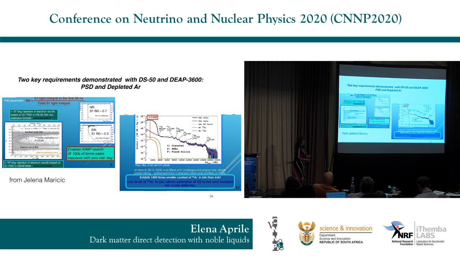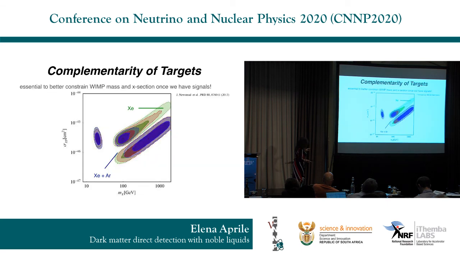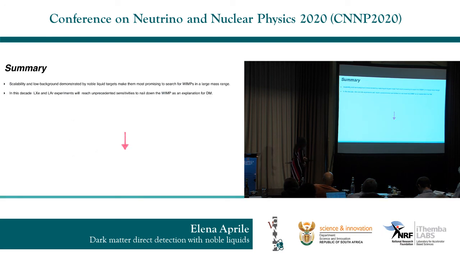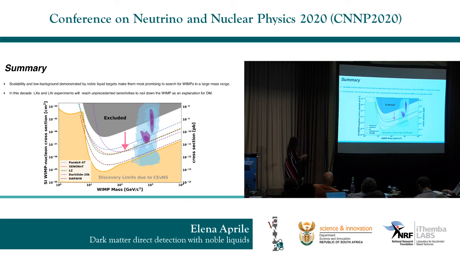Promising, probably will start a few years later than this, for sure a few years later than LZ and XENONnT. And of course, what I wanted to bring is that it becomes essential to have some other target than xenon. Because if we have both xenon and argon, we can actually constrain the mass of the WIMP and the cross-section a lot better. So I stop here because I ran out of time, and just to say that the scalability and low background demonstrated by these noble liquid targets make them the most promising way today to search for WIMPs, and hopefully in this decade we will nail down the WIMP idea, or we'll find them. Thank you.